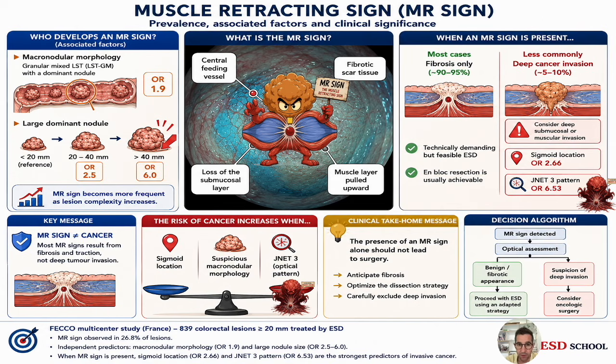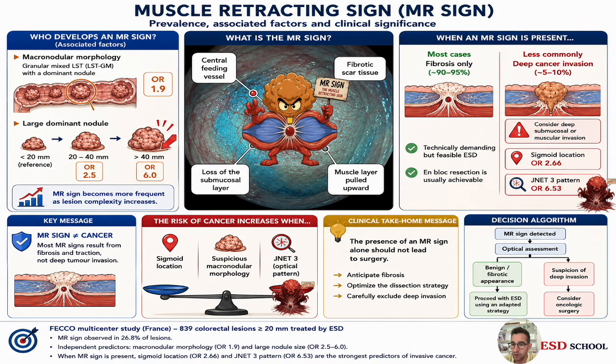It is conventional to have a central feeding vessel, a fibrotic scar tissue, a loss of submucosal layer, and muscle pulled upward into the lesion. In most cases, the fibrosis was visible in 95% of cases, and in 5 to 10%, we clearly see an invasion with invasive cancer into the muscle, which is not completely a muscle retracting sign, but more a deep invasion.